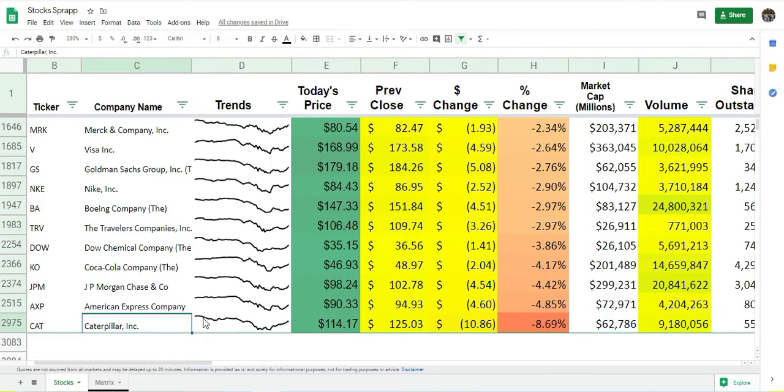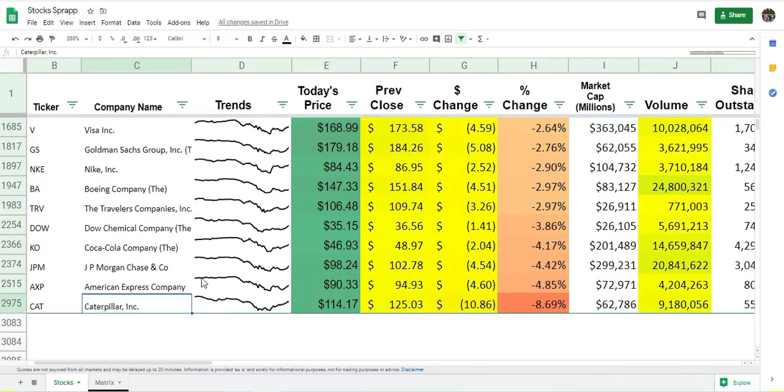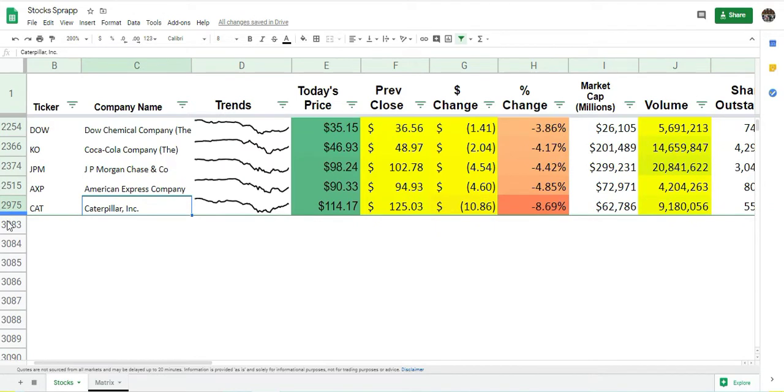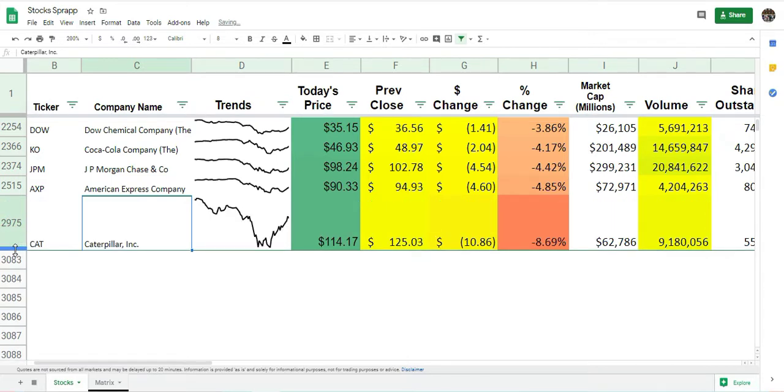You can see Caterpillar over the last 90 days. So cool, right? Look at this, this is live data. Way to go, Google Finance. That's going to let me make it bigger. Yeah, look at that chart. They're coming back to their high from earlier in the year, but today's a really bad day for some reason.